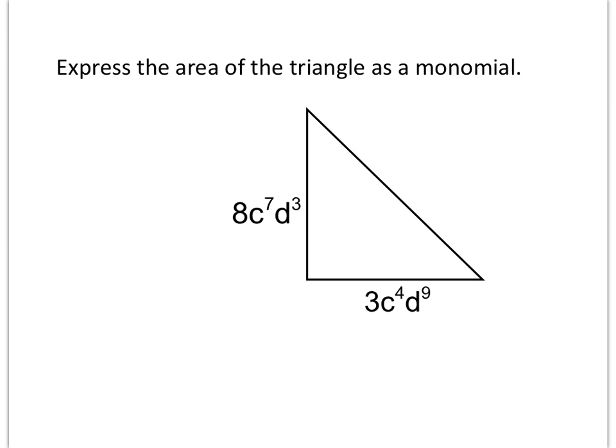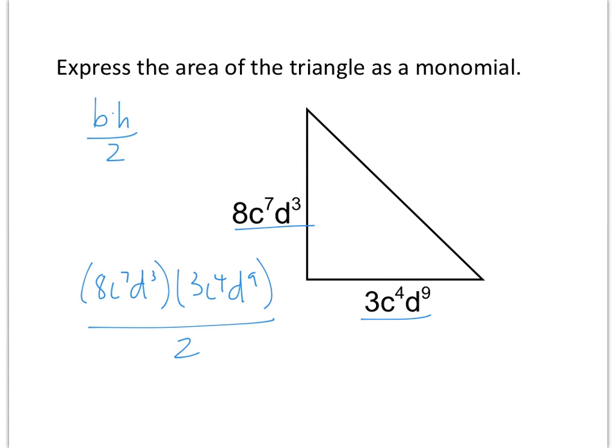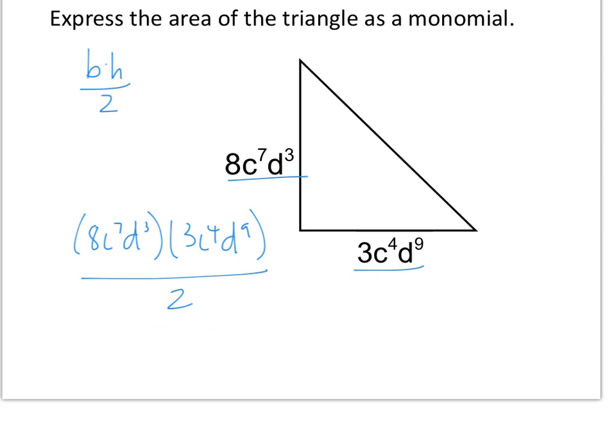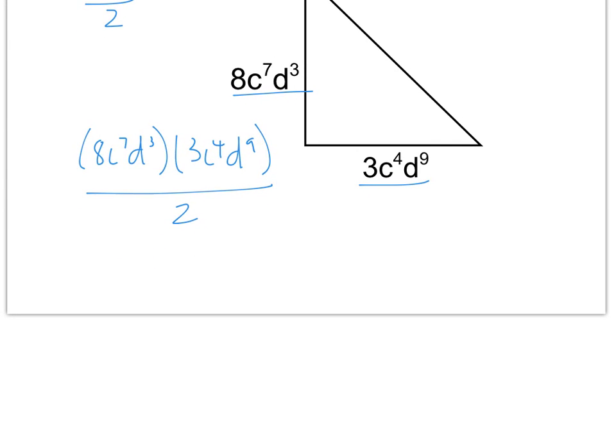Okay, now we will take a look at an application problem. Express the area of the triangle as a monomial. So we first have to remember the formula for the area of a triangle: base times height divided by 2, or 1/2 base times height. So let's take the base and the height and multiply them together and then divide by 2. So I have 8c to the 7th d cubed times 3c to the 4th d to the 9th, all over 2. So let's combine our numerators and simplify that.